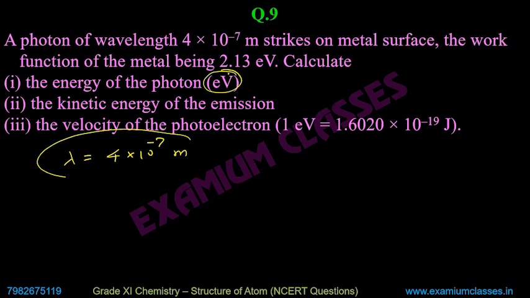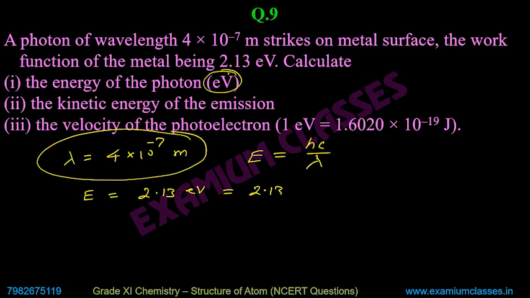Because this is striking on a metal, this will give you E equals hc by lambda. The work function E naught is given as 2.13 electron volt, converted to joules. Why joules? Because lambda we have used in meters, so we will get the answer in joules. Either you convert this into electron volt and use it in electron volt, or you convert electron volt to joule. So that's why we have converted this also into joules.